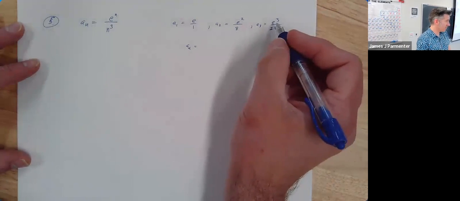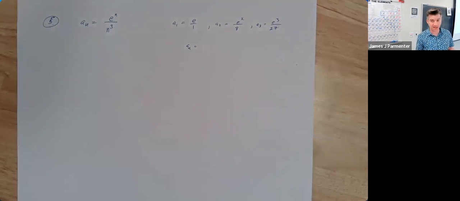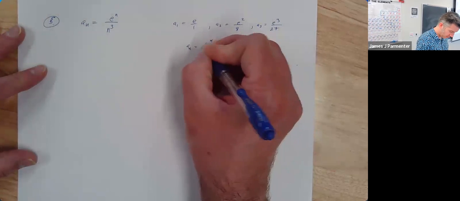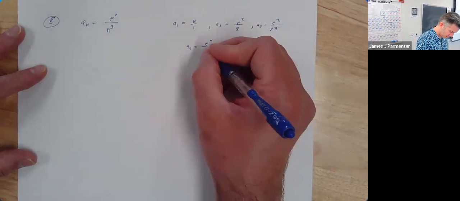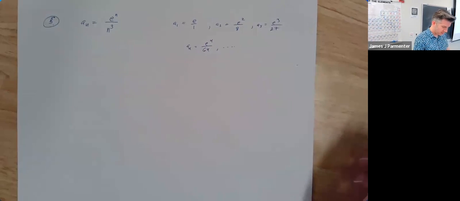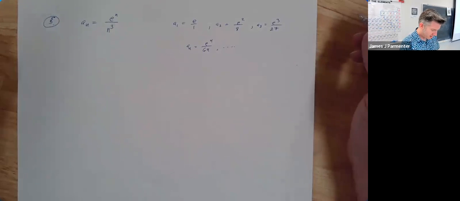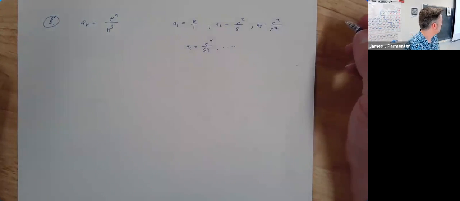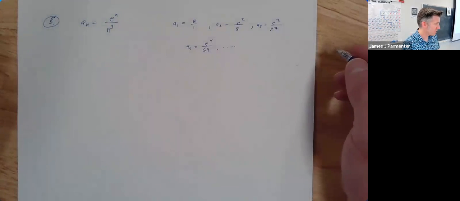A4, right? There's no simplifying this. E cubed is just E cubed. I'm not trying to get a decimal approximation here. It's going to be E to the 4th over 4 cubed, 64, and so on. Okay, so what is going on here?